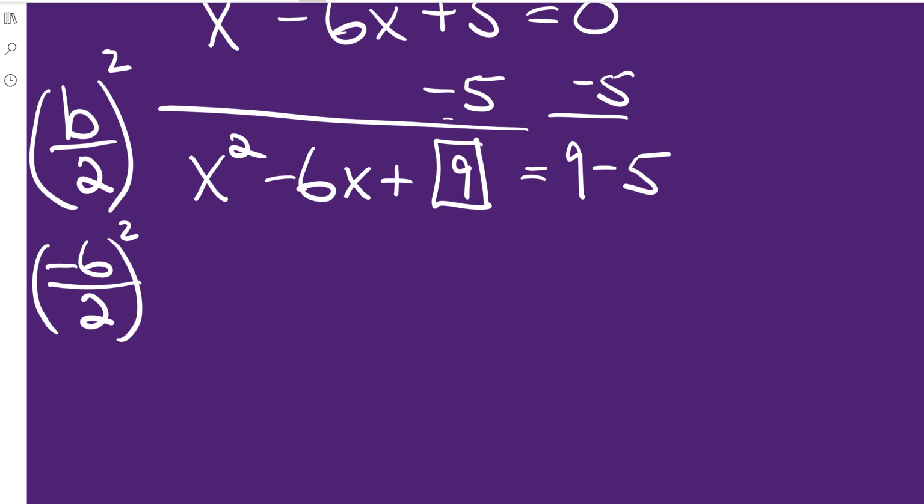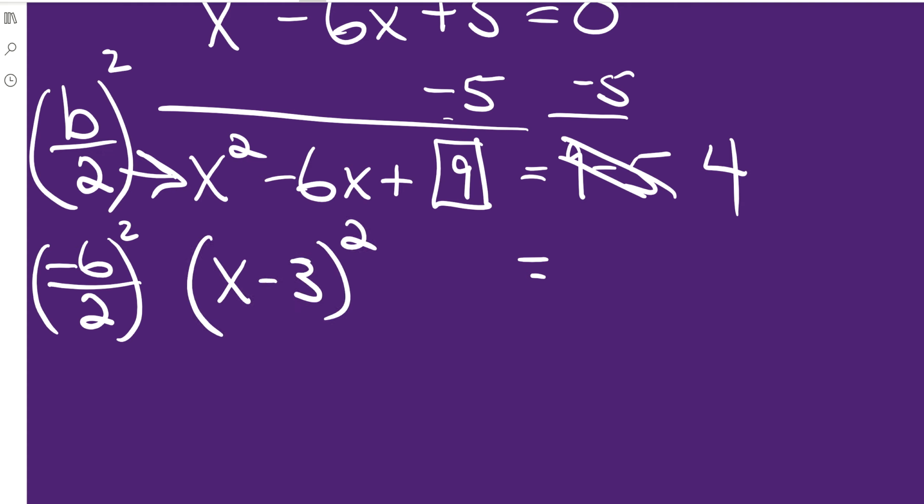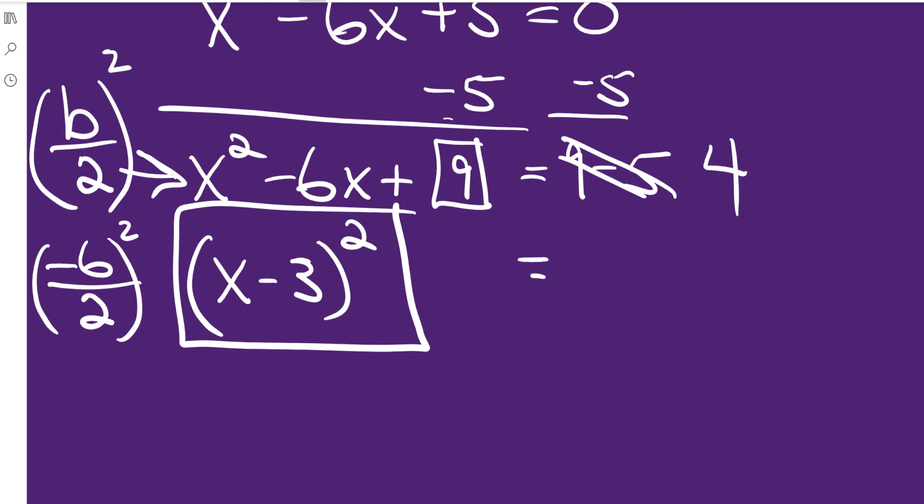Okay, so what have I got? I've got x squared minus 6x plus 9 equals 4. Okay, I can change that too to 4. Okay, so now I want to write this quadratic expression as x minus 3 squared. That's the reason for creating the perfect square trinomial. That's what we're doing. So I can rewrite it this way, in this form. And that's going to equal 4.